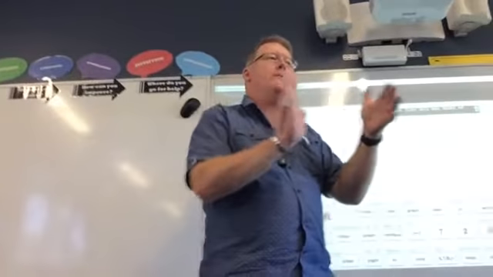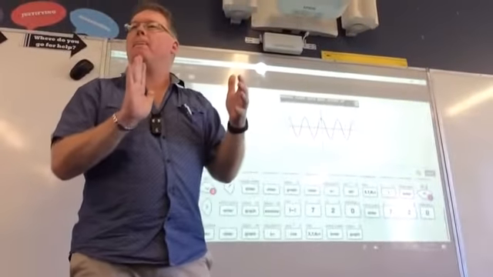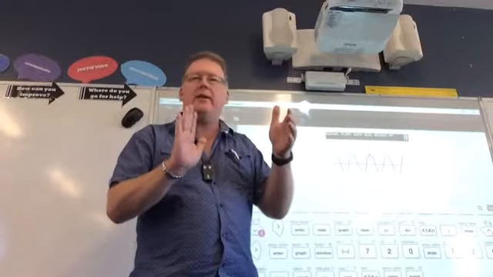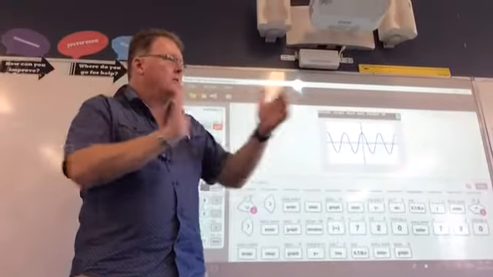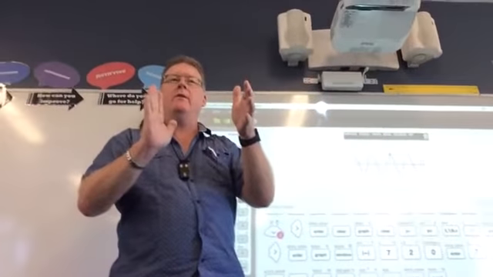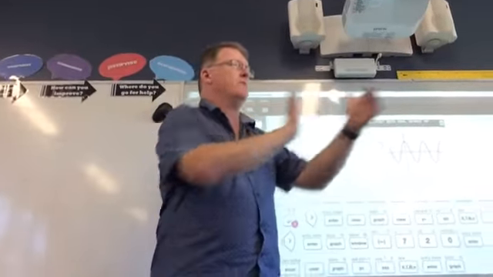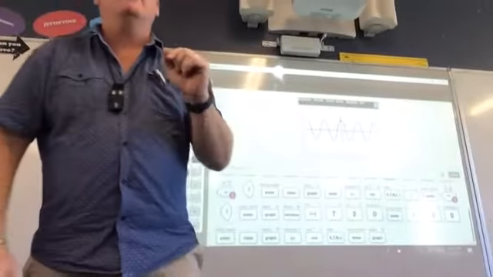Right? So what do we call it when we move a graph to the left or to the right? A translation. And specifically, horizontal translation. Good. Okay? So it's a horizontal translation. So the sine curve and the cosine curve are exactly the same. They're just moved.